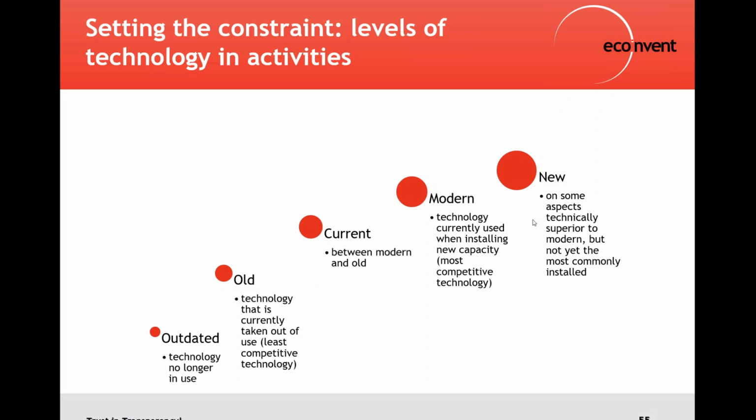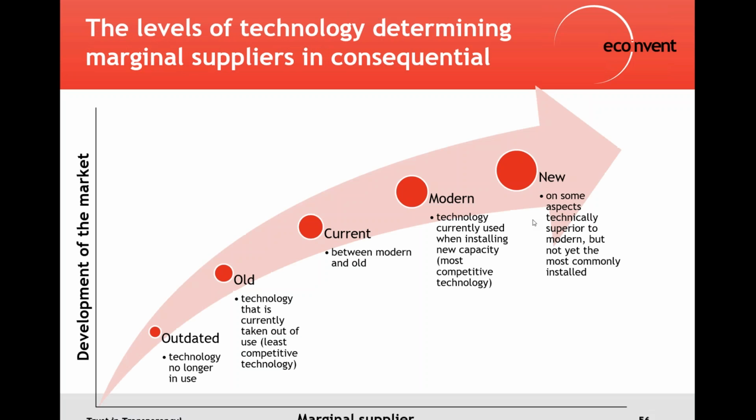We have defined 5 levels of technologies that you can see in the slide, from outdated to new. Each of the activities in the database will be identified with a characteristic level of technology. You can read what each of those levels of technology means. I will just highlight that modern is the most competitive technology in a growing market, and old is the least competitive technology. And how do we use this? The level of technology can determine what is a marginal supplier in consequential.